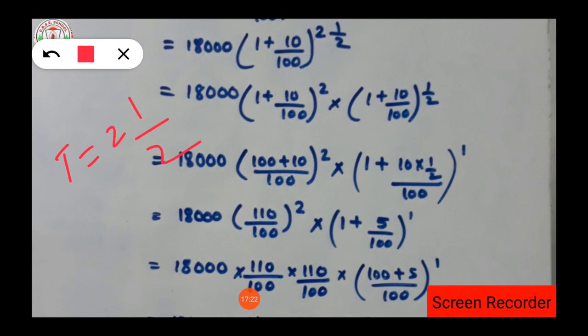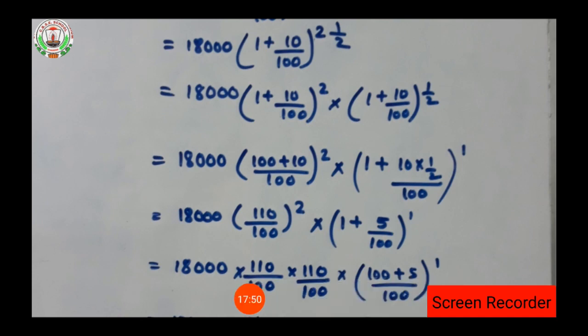But if the time is given in the form of a fraction, we have to solve it a little bit differently. So as I told you, it is 2.5 years, isn't it? That is 2.5 years. So 2 will be separately written here, that is 1 plus 10 upon 100 to the power 2, and the half will be again written separately. Have you understood my words?